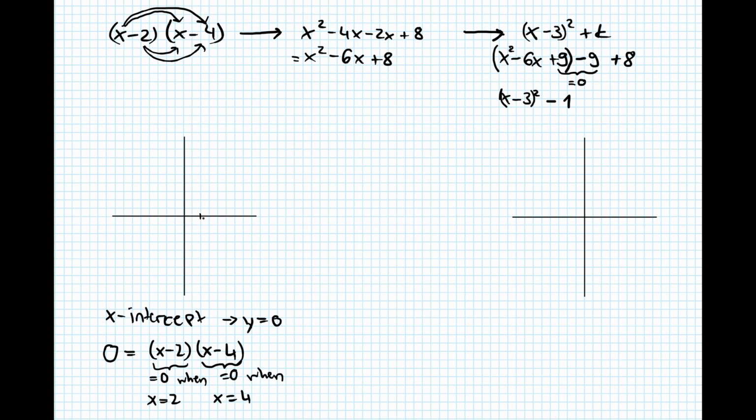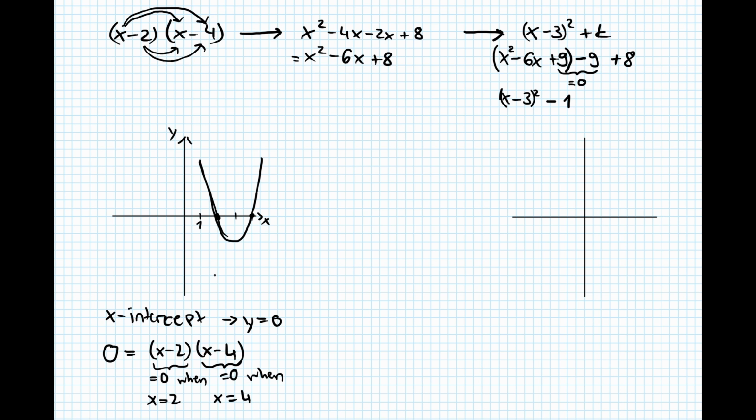So 1, 2, 4. This is the x-axis, the y-axis. So here is 2 and here's 4. So those are our intercepts. Now, because this expression doesn't have any factor of a in front of it, there's no -1 or 2 or anything else in front, it's just a regular parabola. So we can just draw a parabola through the intercepts. And that's how you can graph a parabola based on the factored form.